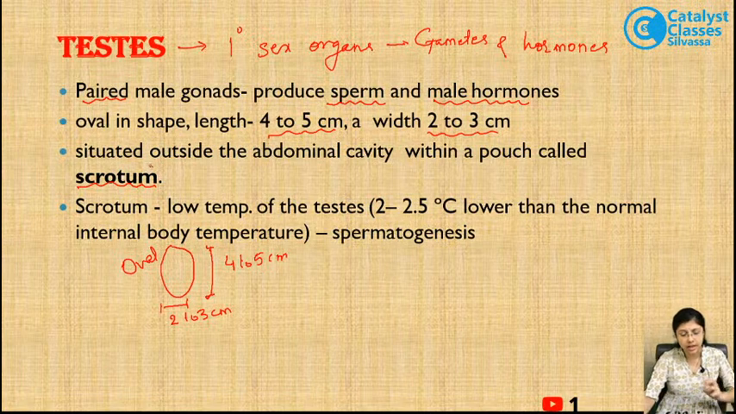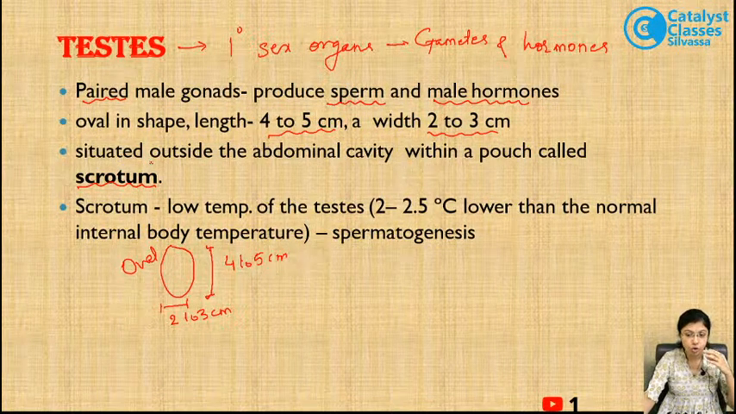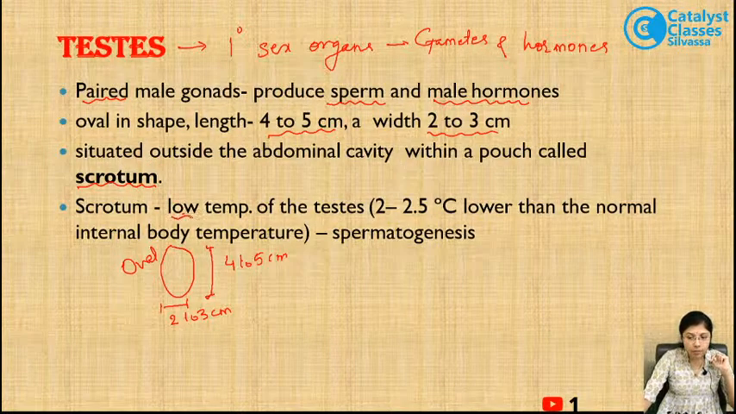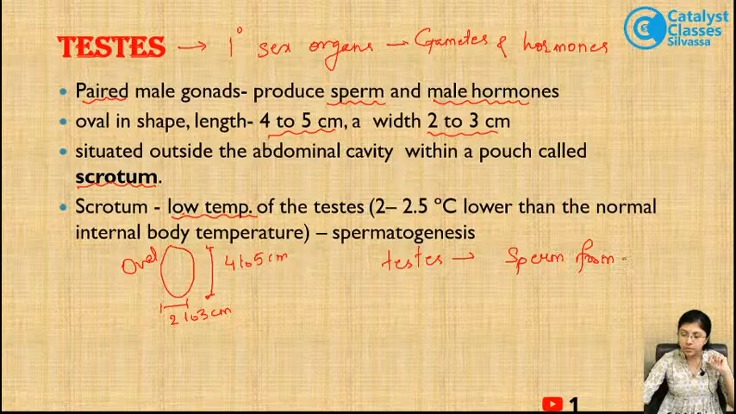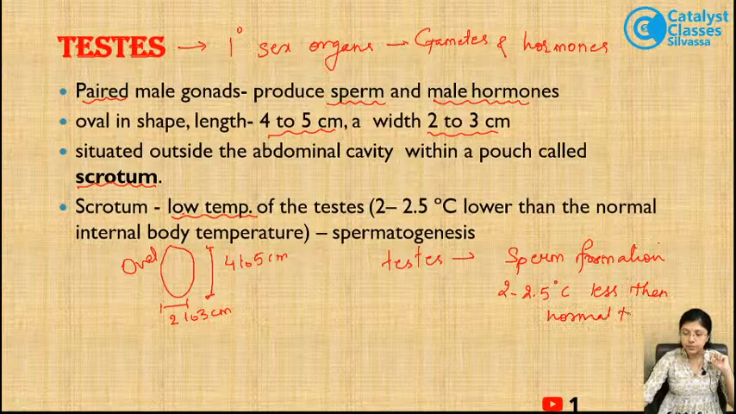This doesn't happen in females. In case of females, the reproductive system is present inside the body. Then why is it that the primary sex organs of the males are situated outside the body? The reason is, first of all, the sperm requires low temperature. As I told you, the testis is the sex organ which is involved in sperm formation, right? So for sperm formation, the temperature required is 2 to 2.5 degrees Celsius less than the normal body temperature. Now what is the normal body temperature?